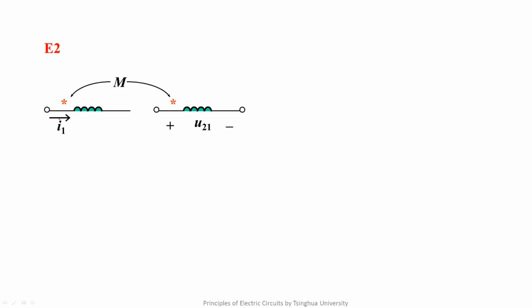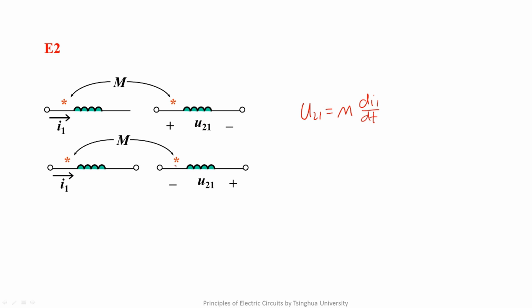For the first one, the current flows from the dot of coil 1, and the direction of the voltage across coil 2 is from dot to another terminal. Then we have U21 equals M dI1 over dt, obviously. Do you find? We don't need to know the winding directions of coil 1 and 2. As long as we have the dot convention given by the manufacturer, we can determine the positive or negative value of the induced voltage. If the reference direction of coil 2 is defined from non-dot to dot, then we know that U21 equals negative M times dI1 over dt.